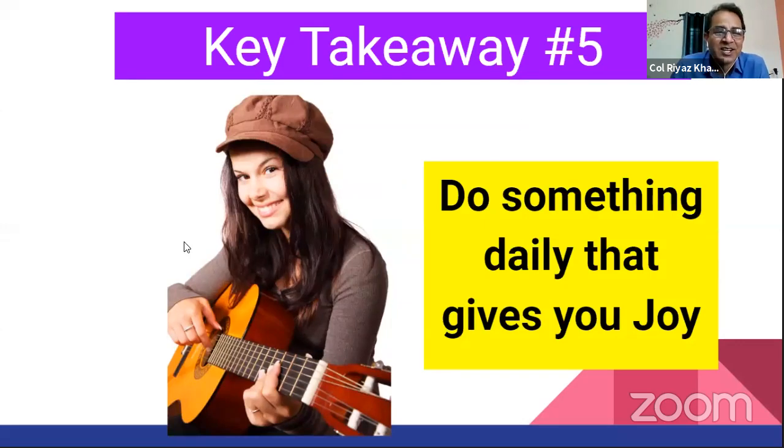Last is, do something daily that gives you joy. Now, again, I want to focus on the difference between a child and an adult. A child has 100 activities. They'll run, play, sing, dance, play some guitar, play some games. As we become adults, this play thing vanishes. So the child in us vanishes. The child inside us is what keeps us happy.